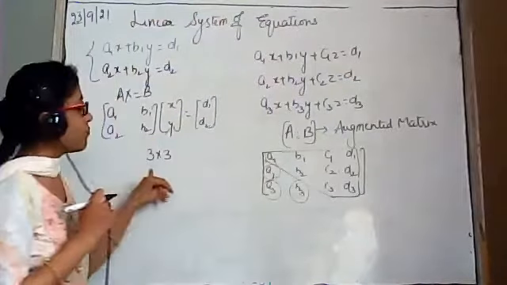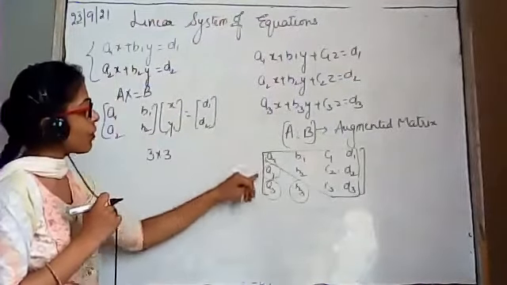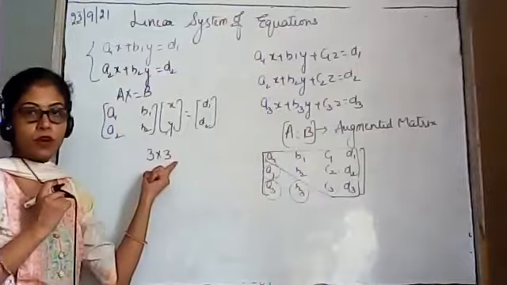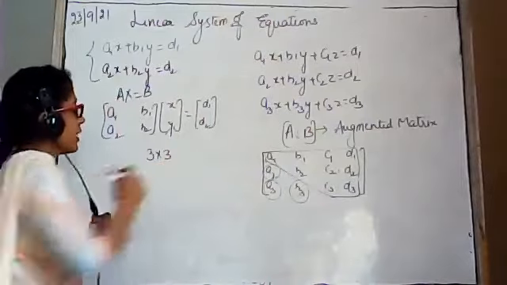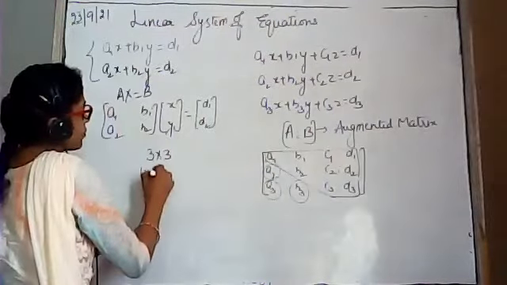So if the number of equations is equal to the order of the matrix, then there will be a unique solution.